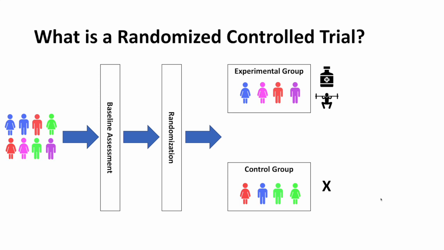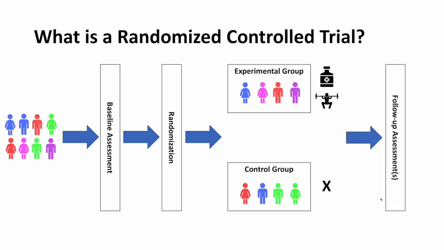So again, what we're going to do is we're going to randomize these individuals following a baseline assessment on some outcome of interest. And then we're going to look at them in terms of one or two or more experimental groups. And then we're going to follow up with these individuals later on down the road on our outcome of interest. And that can be done at one time point or that can be done at multiple time points.